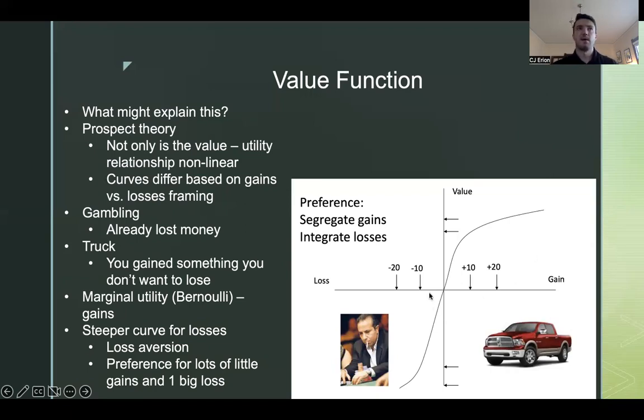We like a lot of little gains because that's going to get us this steepness, versus with one big gain, for example, right? That's going to start to plateau. However, with losses, the steepness here, we hate a bunch of little losses versus in this gambling scenario, right? We've already lost the $50. We're already down here, and so it's starting to plateau.